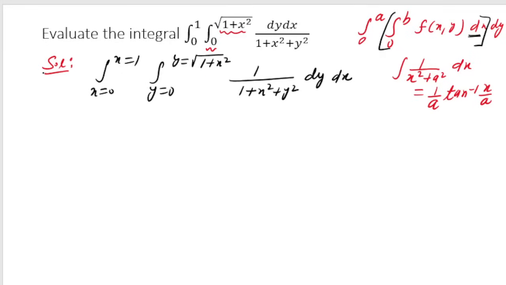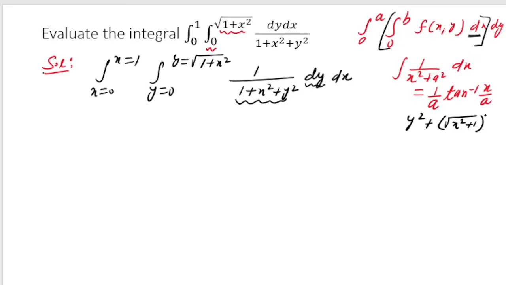To apply this, first I have to integrate with respect to y. Let me rewrite it. Can you visualize this? If I look at the denominator, it can be seen as y square plus, in place of a square, since I am considering the x term as constant, 1 plus x square under root, which will be a constant here.